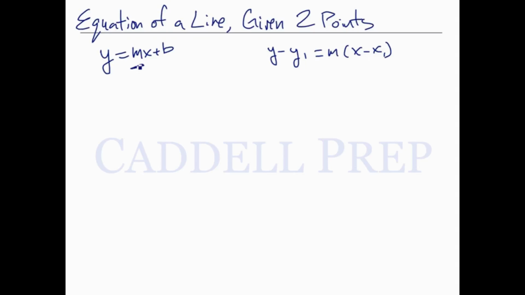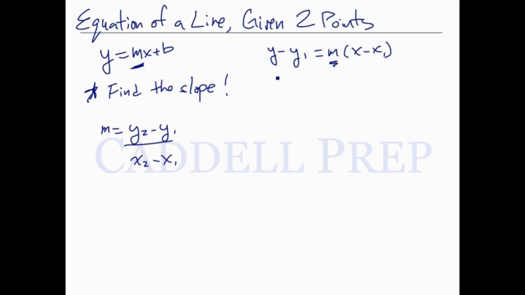But in both cases, we need to know what the slope is. So that's always going to be the first step, is find the slope. Okay, slope is y2 minus y1 over x2 minus x1. So let's look at an example.